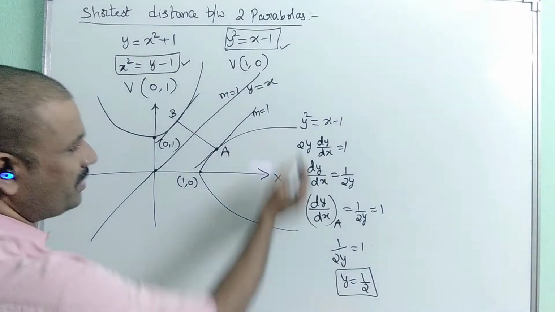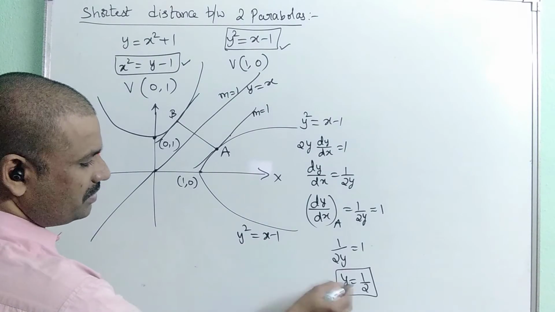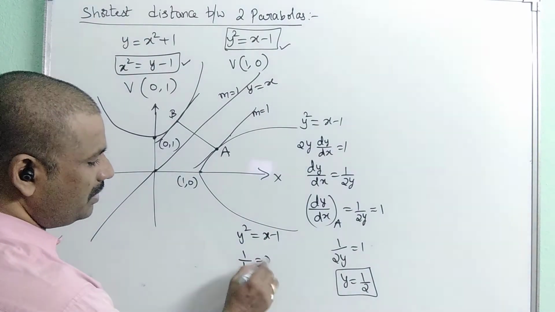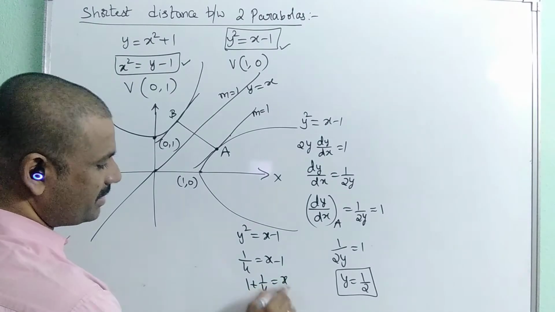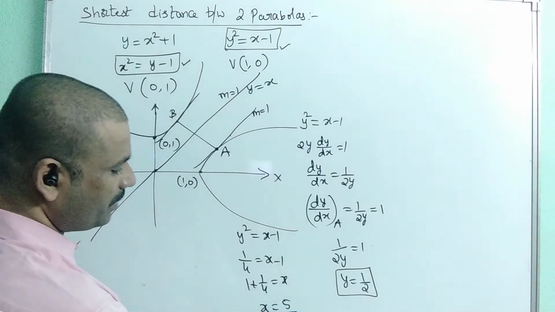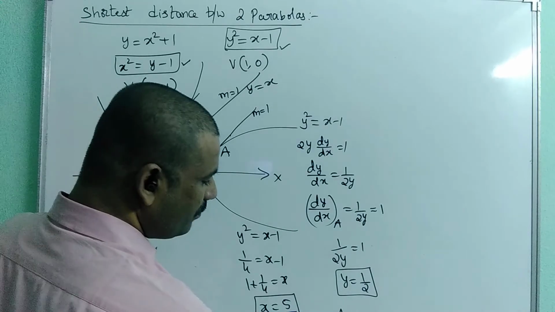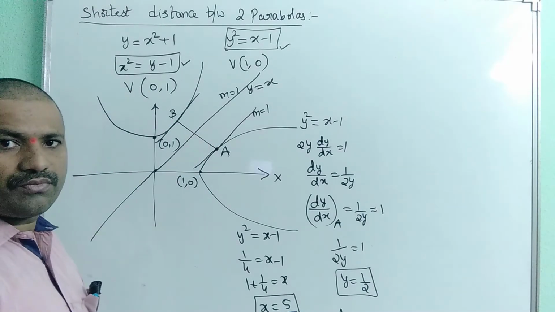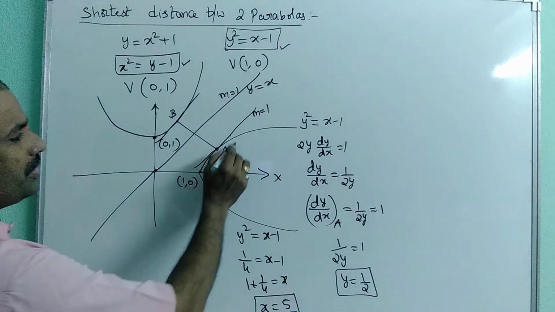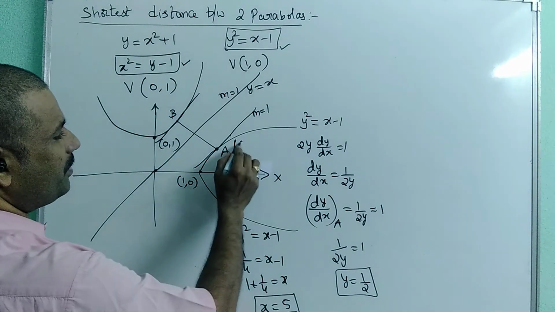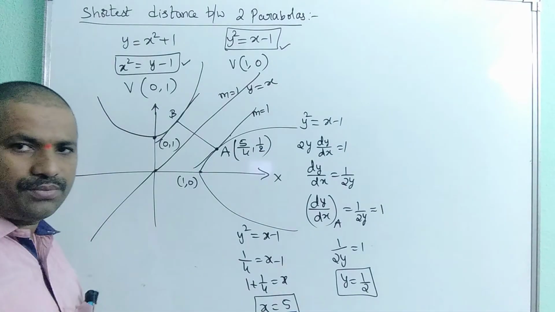Now substitute that y value in this equation. Y square equal to x minus 1. 1 by 4 equal to x minus 1. 1 plus 1 by 4 equal to x. X equal to 5 by 4. Then what is the A point? X value 5 by 4, comma 1 by 2. This is the A point.